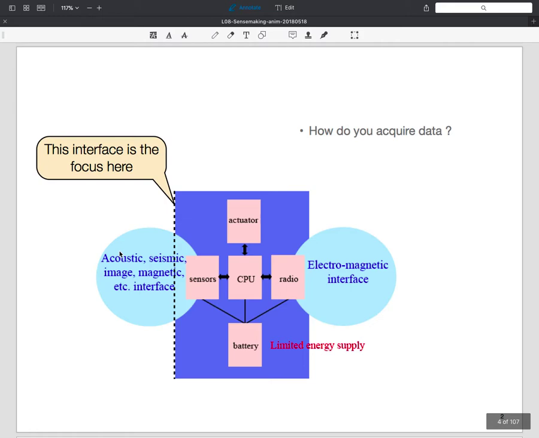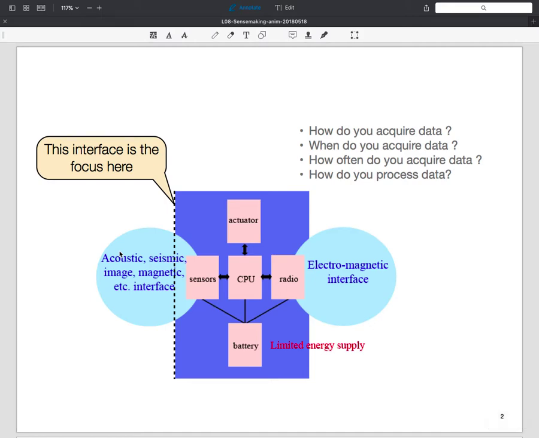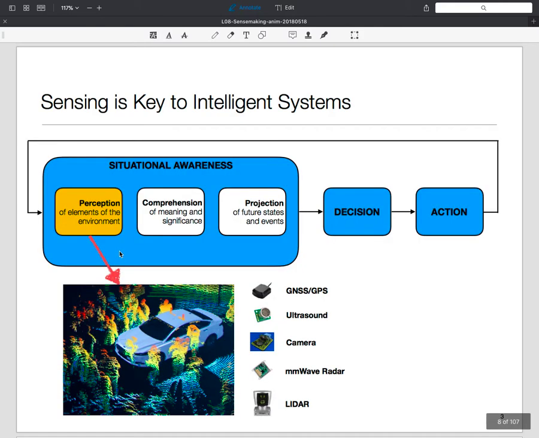And the questions that we are going to seek to answer are: how do you acquire data? When do you acquire data? How often do you acquire data? So we saw a little bit of that when we talked about sampling and all. And then how do you process the data? That's the part which probably won't come today, but on Tuesday we'll get to cover that.